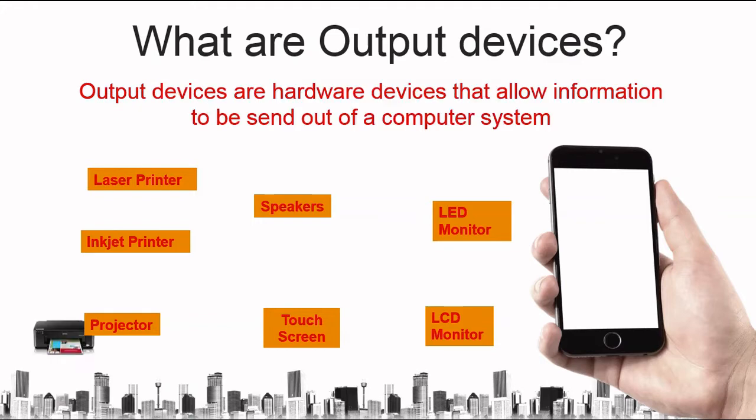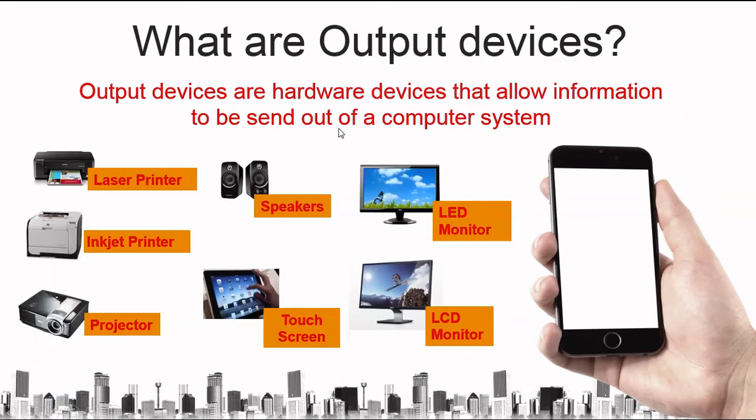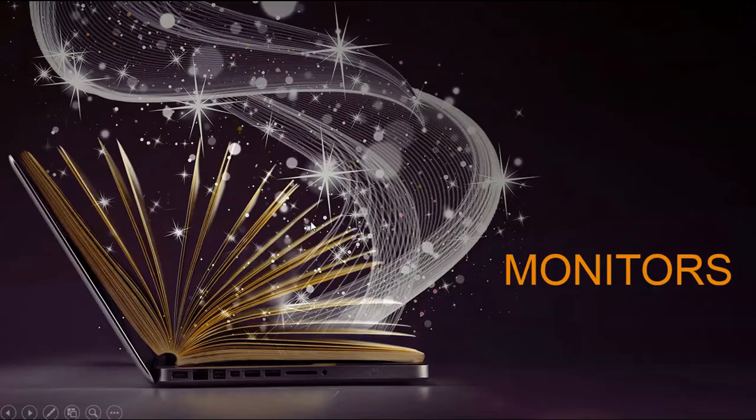What are output devices? They are hardware devices that allow information to be sent out of the computer system. Notice the term out here. Output devices, data sent out. Some examples are laser printers, inkjet printers, projectors, all kinds of monitors, speakers and so on. So we will be looking at each of these devices in detail today and learning some subtypes.